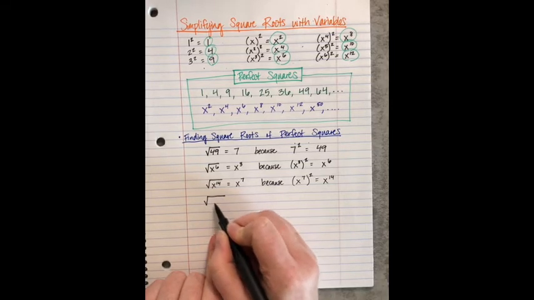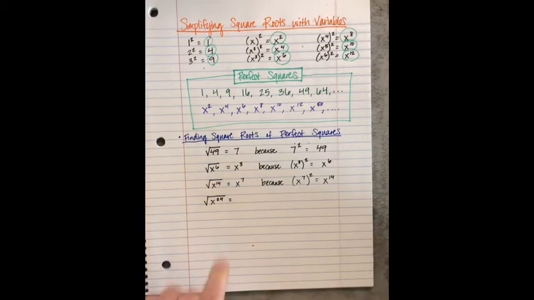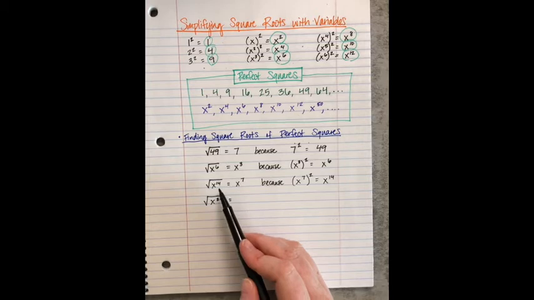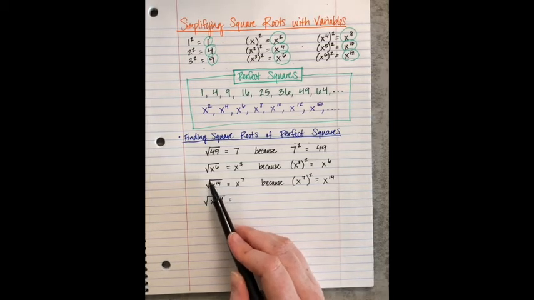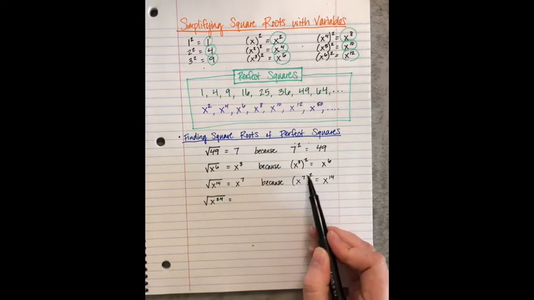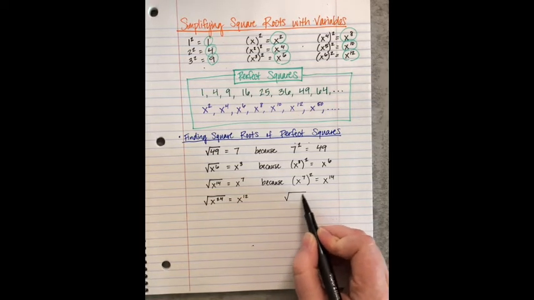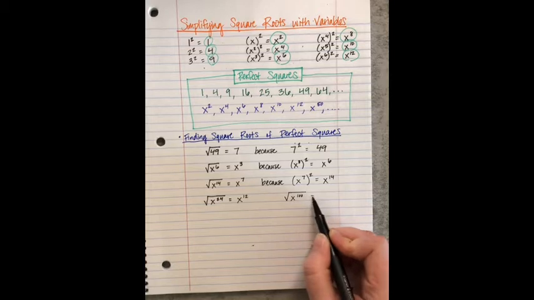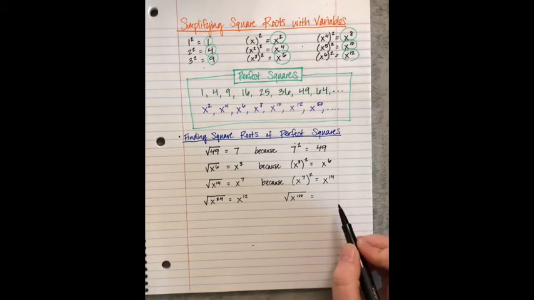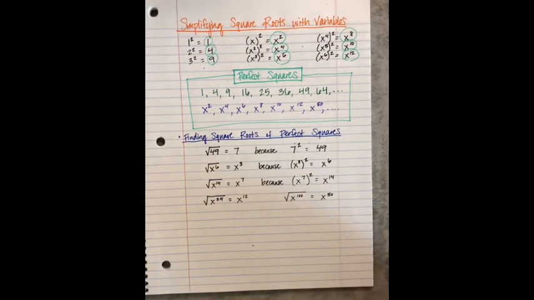Okay, and we'll do one last one. x to the 24th power. I'm hoping you just notice that if I take a square root of a variable to some power, really what you're doing is cutting it in half, and that's because you're multiplying it by 2 over here. Okay, so this would be x to the 12th. If you had the square root of x to the 100th power, you'd end up with x to the 50th because it's just half of 100.